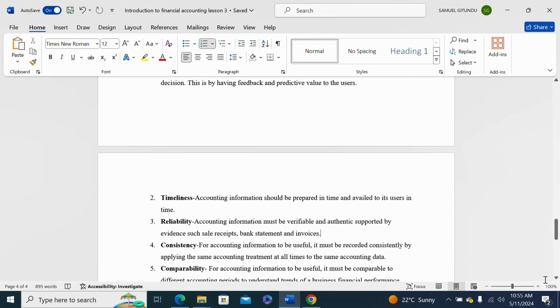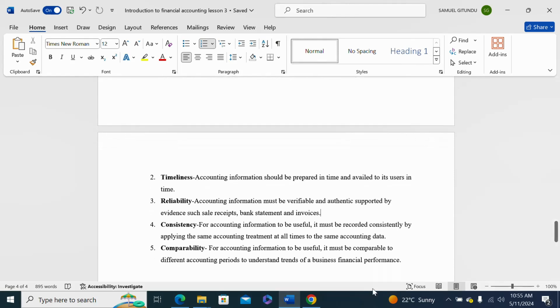Then finally is comparability, and we say that for accounting information to be useful, it must be comparable across different accounting periods to understand the trend of a business's financial performance. So comparability is all about the financial information having the quality of being comparable from period to period, and with other companies which are in the same industry.